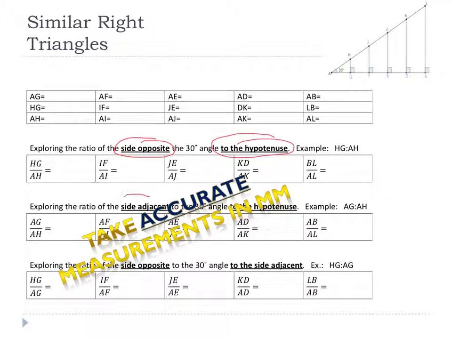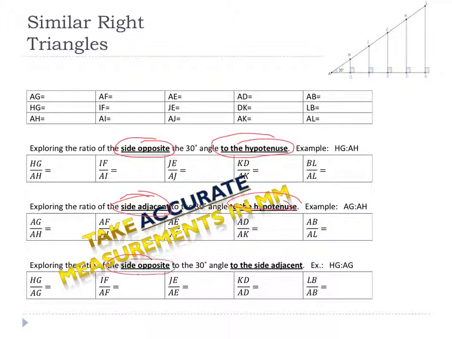And we did that, by the way, for the little triangle, the next bigger one, the next medium one, etc., etc. And then we looked at the side adjacent divided by the hypotenuse here. And then finally we looked at all of the opposite sides divided by the adjacent side here.